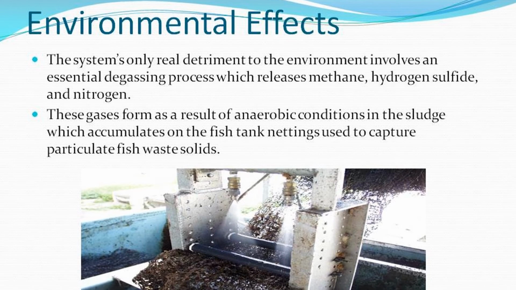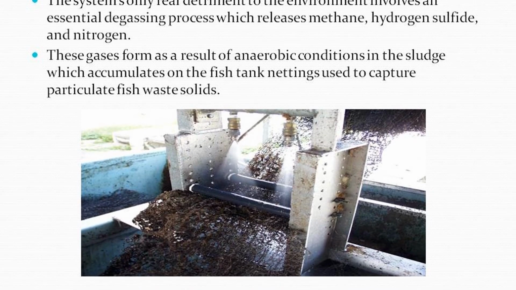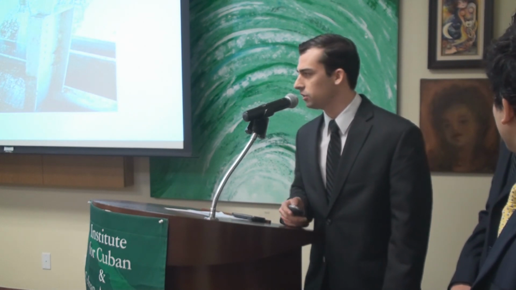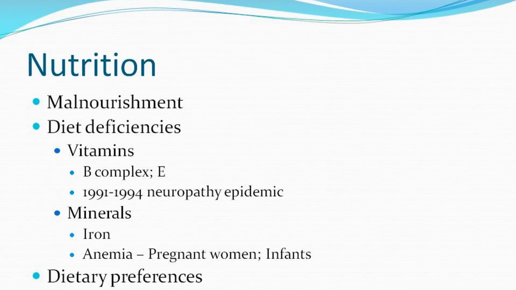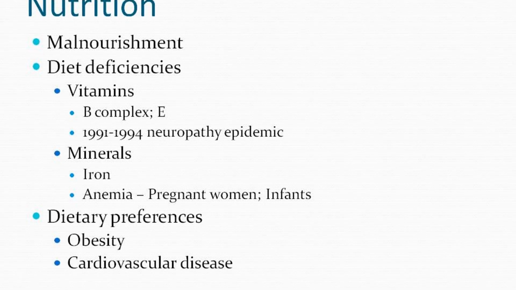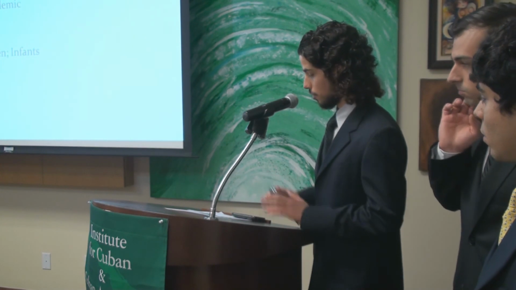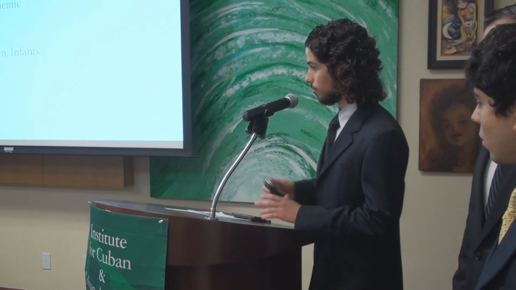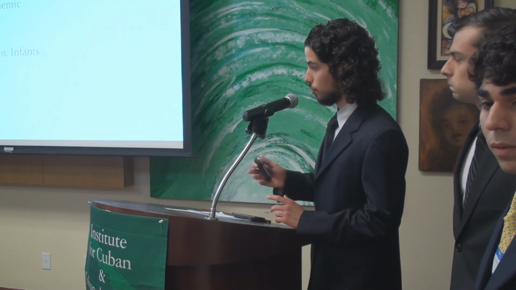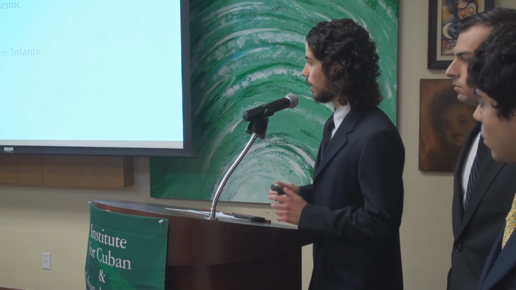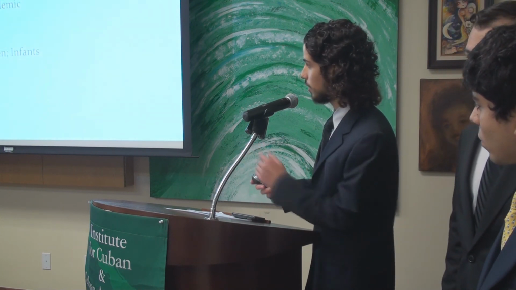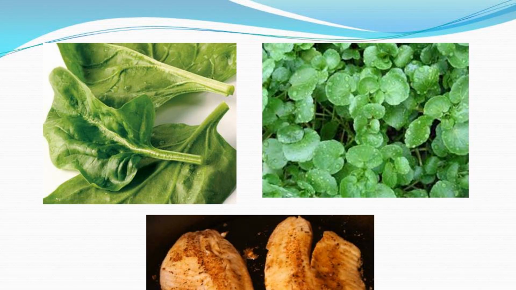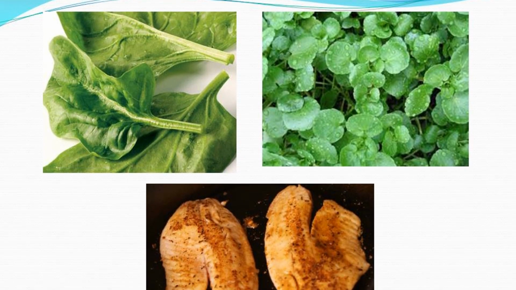As far as environmental pollutants go, there's just a degassing process which comes as a result of accumulation of larger particulates on the netting from the fish. And then we'll go on to nutrition. Because we have very little time, I'd like to say that the Cuban diet has several deficiencies: iron and a few vitamins. The increase in vegetable and fruit production will increase that availability, and possibly improve the diet and decrease obesity and cardiovascular disease. So these are just symbols of what we have, and then what we want, right? Yeah.